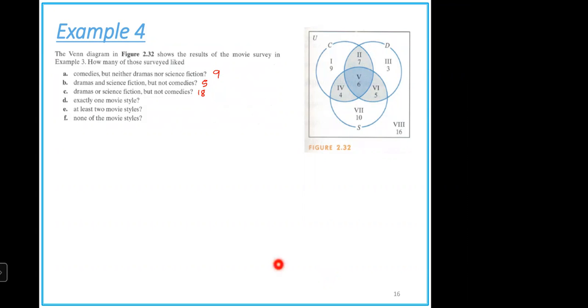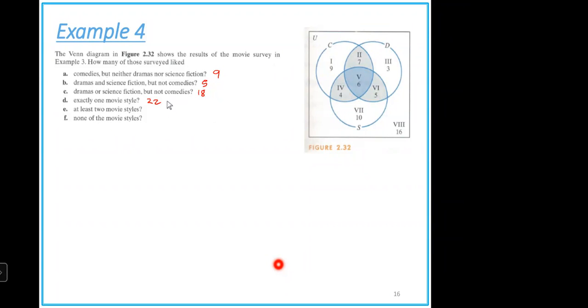All right, so those people only like one. So it would be, as she said, this one here, they only like comedy. These people only like drama. These people only like science fiction. So you add those 3 together, and that gives you the answer for D.